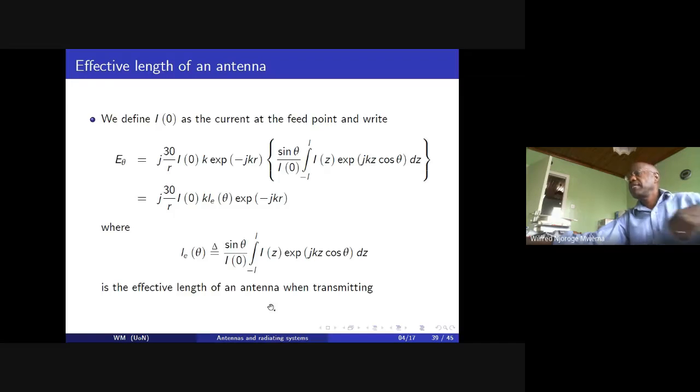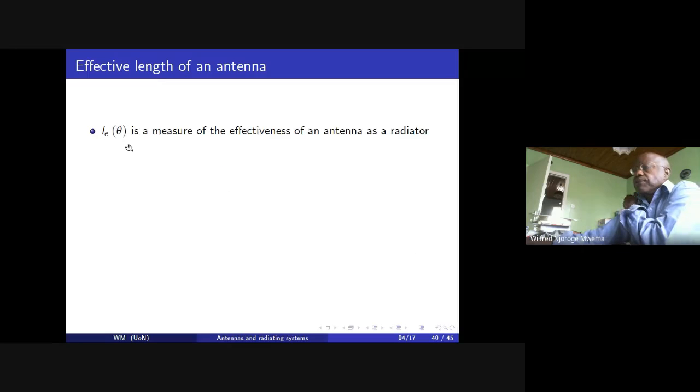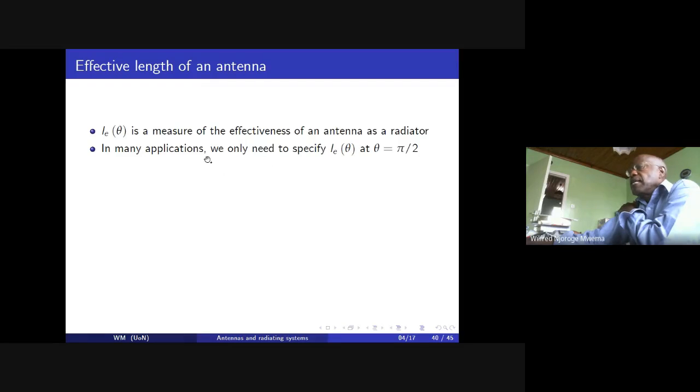And that will be called the effective length of an antenna when the antenna is used to transmit the field, that is to transmit the signal. When it's receiving, it will have a different kind of definition, but we shall see they are going to be equivalent. So LE theta is a measure of the effectiveness of the antenna as a radiator of electromagnetic waves. In many applications, we only need to specify LE of theta at the maximum direction of radiation, which we saw was theta equal to pi by 2.